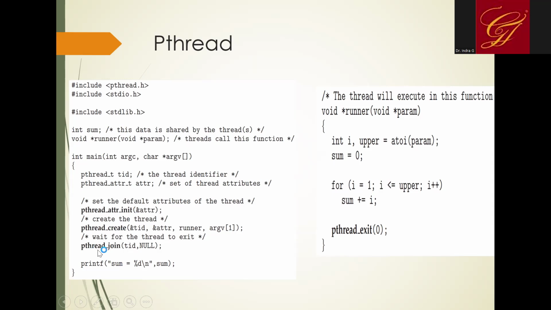And about pthread_join, it takes the thread ID as well as a second argument of NULL. So what does this join method do? It just stops or suspends the main method till the runner method gets executed. That is the use of this join method. Since it is present inside the pthread library, it is called using pthread_join.